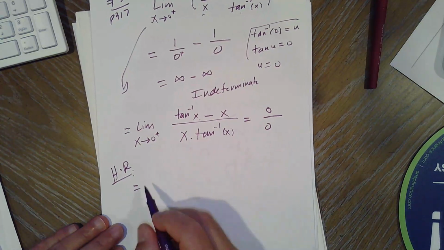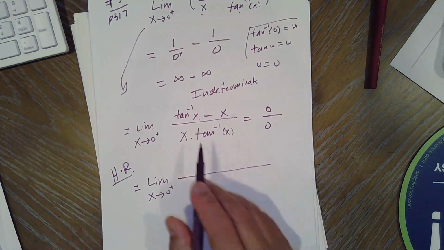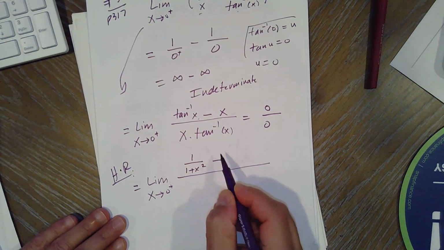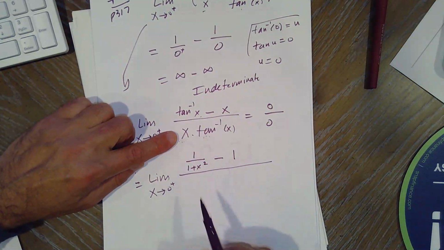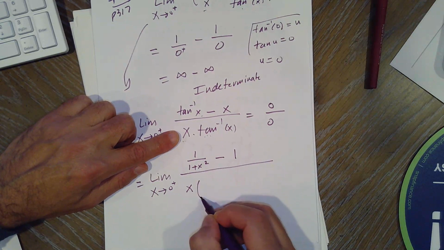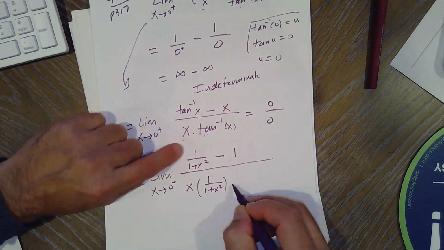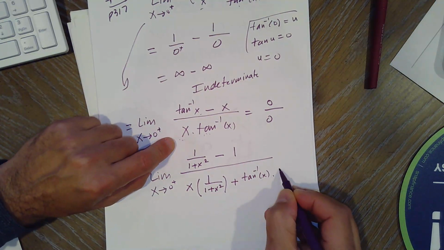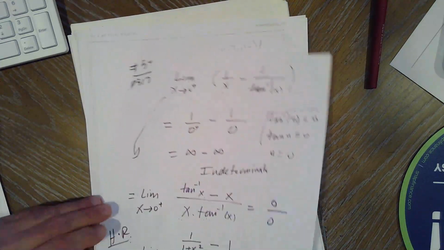Okay, so this is one of the more difficult ones. Limit as x goes to 0 from the right. Derivative of tangent inverse x is 1 over 1 plus x squared, minus derivative of x is 1. And here we have to use the product rule. So we fix x times derivative of tangent inverse, which is 1 over 1 plus x squared, plus we fix tangent inverse x, derivative of x is 1. So let's see what we got.